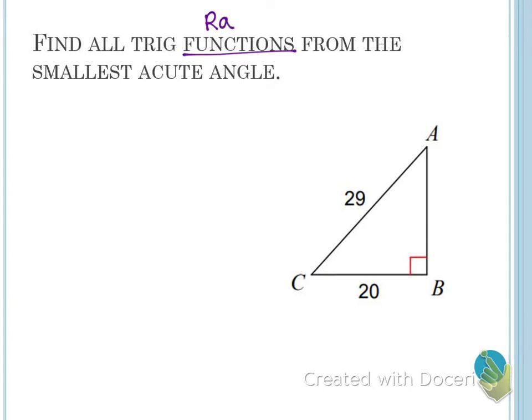It's the same as asking for the ratios from the smallest acute angle. I am telling you one of the four questions on your quiz tomorrow. Actually, I think two of them are worded like this: from the smallest acute angle.